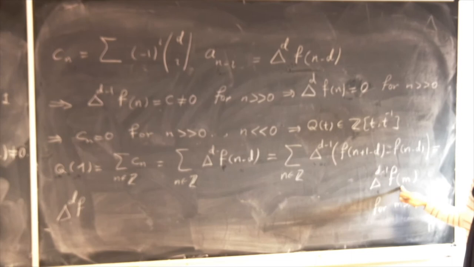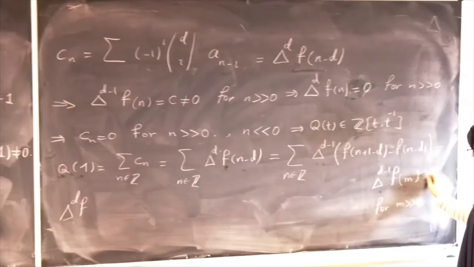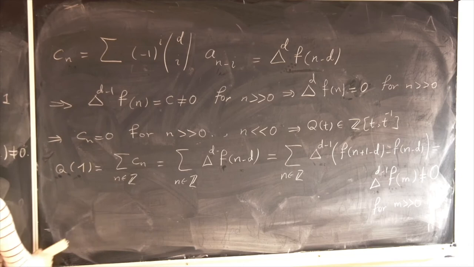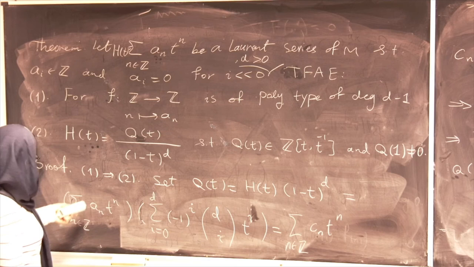And by the lemma that I mentioned at the beginning of the lectures, when we have a polynomial type function of degree d minus 1, this is equivalent to saying that this is a non-zero constant. So because this is non-zero, Q(1) is also non-zero. So we can write H(t) as this fraction with Q(1) non-zero. To prove 2 to 1, we do the same.